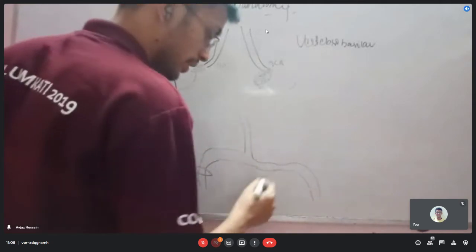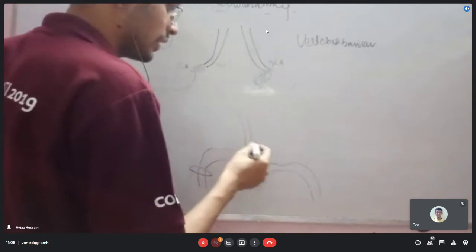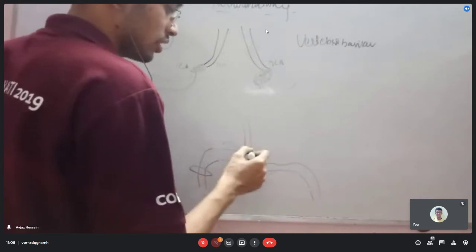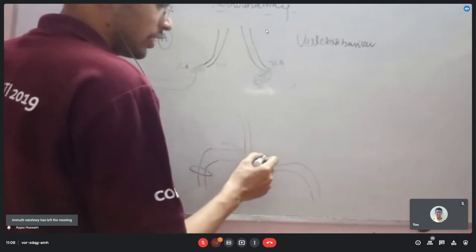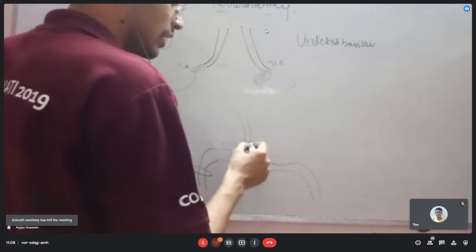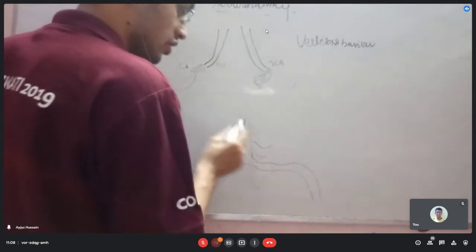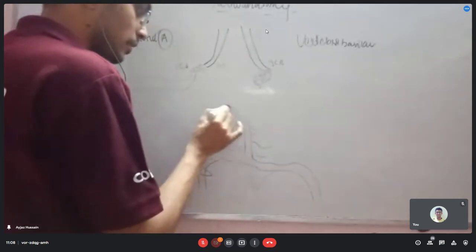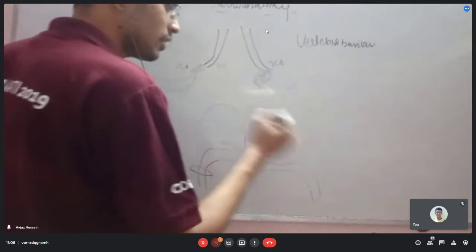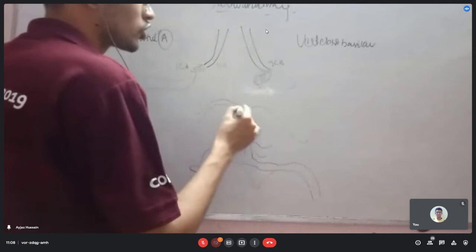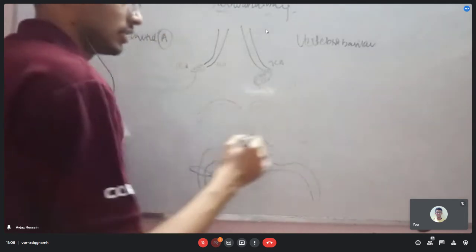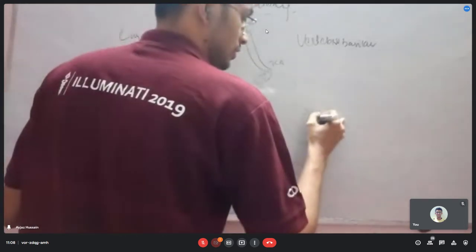Like here you will have the anterior spinal artery, not very important for now. Then you'll have the posterior inferior cerebellar artery. You'll have the superior inferior cerebellar artery. You'll have the pontine branches, not very important for now. Most important, it terminates by giving the posterior cerebral artery, what's called the PCA.